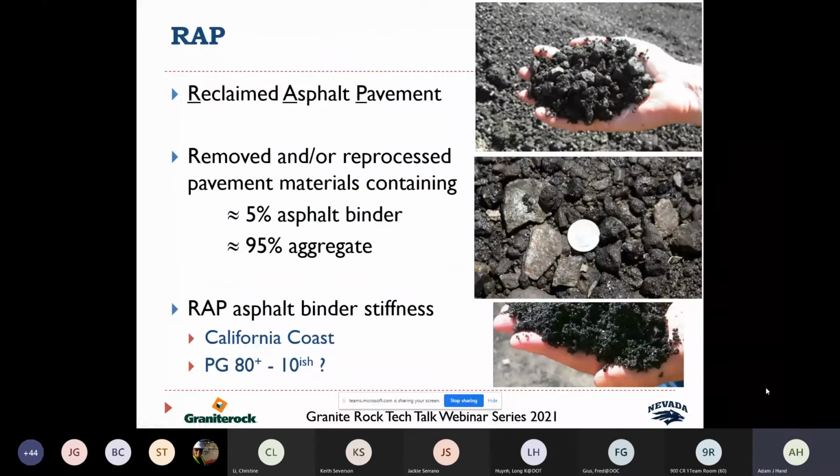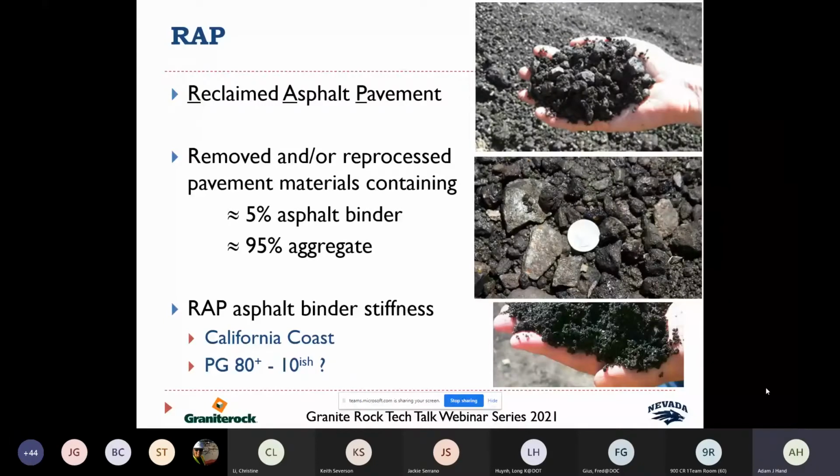Reclaimed asphalt pavement is obviously about 95% rock or aggregate, and about 5% asphalt binder. In the slide here, you can see the pictures in the upper right. That's a handful of RAP, and then a close-up with a quarter. You can see some larger particles, that's some millings. And at the bottom, that's a picture of RAS. I'm not going to focus on RAS today, but reclaimed asphalt shingles are another source of material that can be recycled into asphalt pavements.